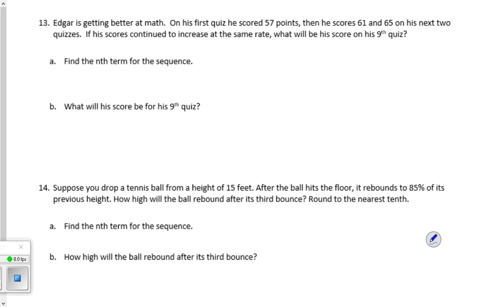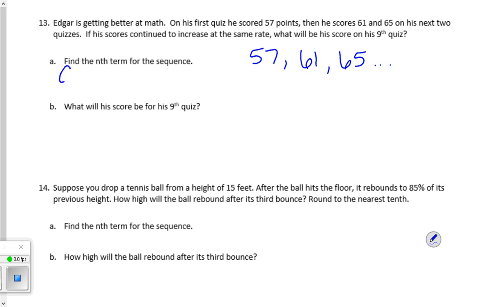Edgar's getting better at math. On his first quiz, he scored 57 points. Not so good. But then he scored 61 and then a 65. Okay? So it says if his scores continue to increase at the same rate, what will be his score in the 9th quiz? Part A says find the nth term. All that means is find a formula, right?